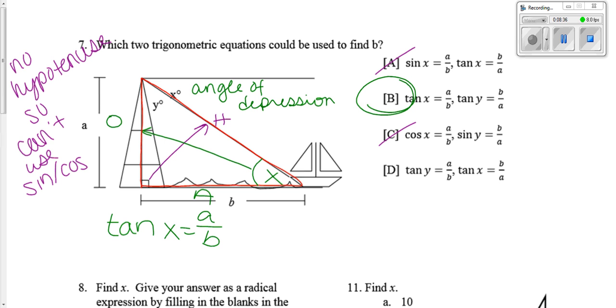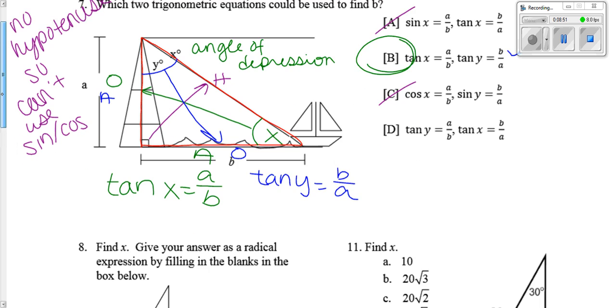Just to make sure that we can use the tangent of y, here's the y. B is our opposite, A is our adjacent. So the tangent of y would be B over A. So our answer is B.